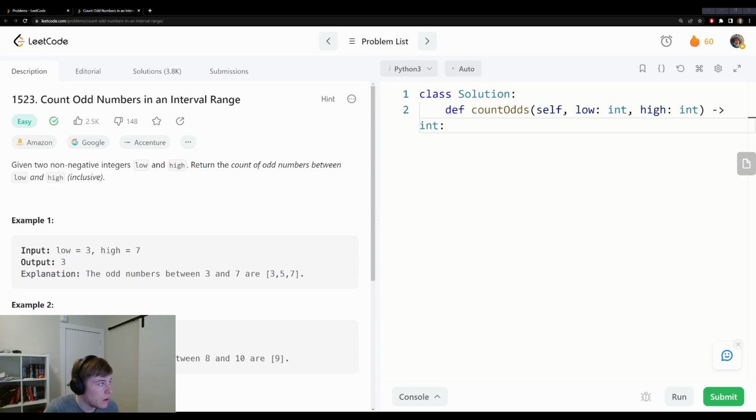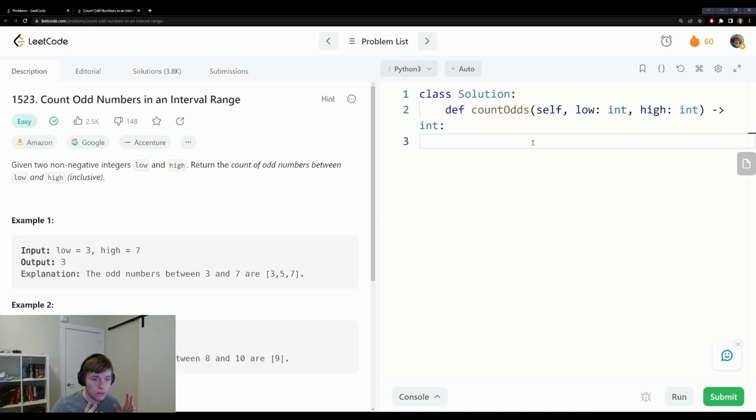Today we're going to be doing count odd numbers in an interval range. Given two non-negative integers low and high, return the count of odd numbers between low and high inclusive. Here low is 3 and high is 7. So 3, 5, and 7 are the three odd numbers, so it would output 3. Here low is 8 and high is 10. Since there's only one odd number, 9, in between those, we would output 1.